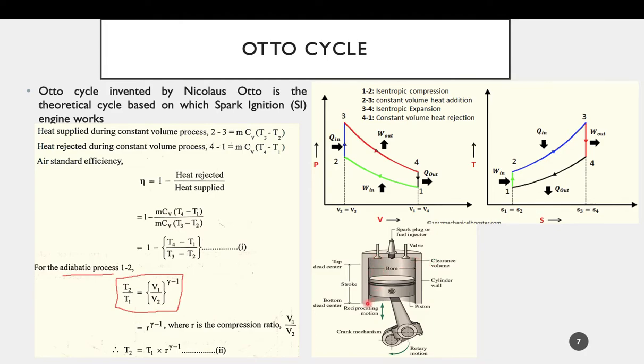Then the piston moves downwards and reaches the bottom dead center. So there are two dead centers: one is top dead center and the other is bottom dead center. They are called dead centers because they are the points at which the piston stops. It cannot move further outward from the dead centers. When the piston reaches the bottom dead center, the volume between the bottom surface of the cylinder and the top surface of the piston is the total volume. Clearance volume is the volume from the bottom surface of the cylinder to the top surface of the piston when the piston is at top dead center.